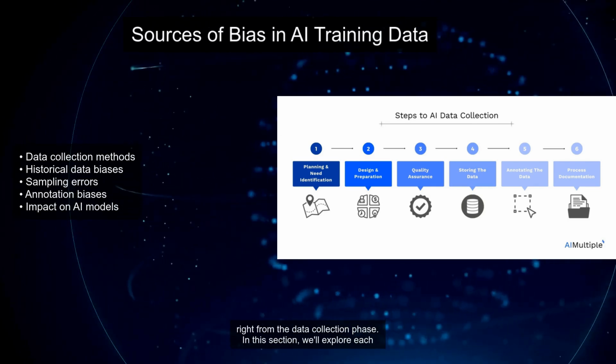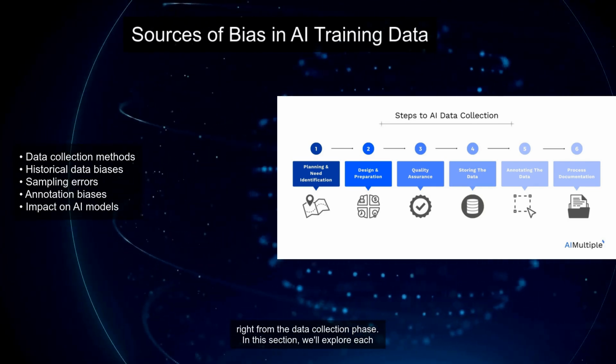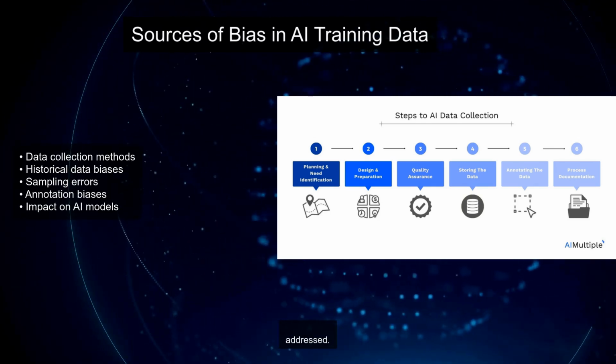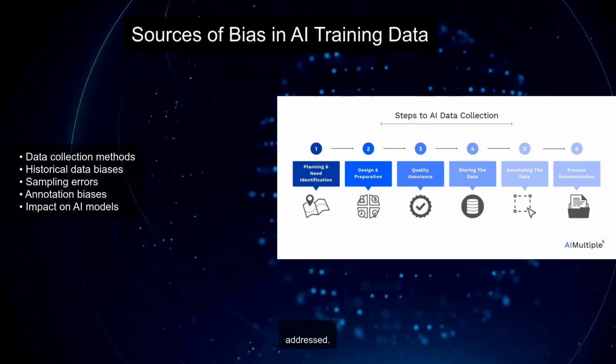Understanding these sources is essential for developing strategies to prevent bias from entering the AI model right from the data collection phase. In this section, we'll explore each source in detail, providing insights into how they can be identified and addressed.